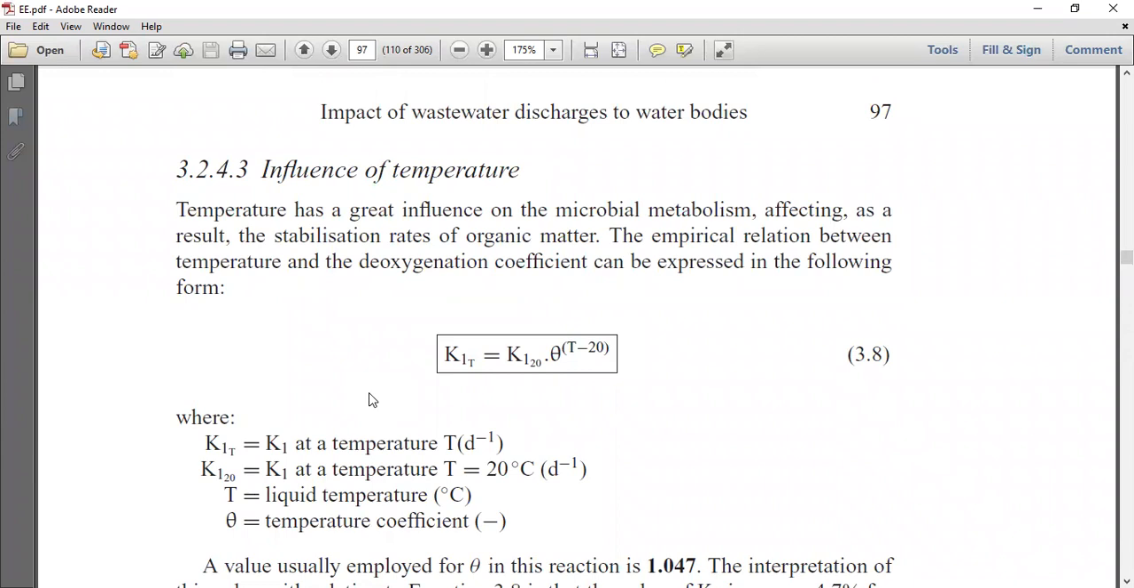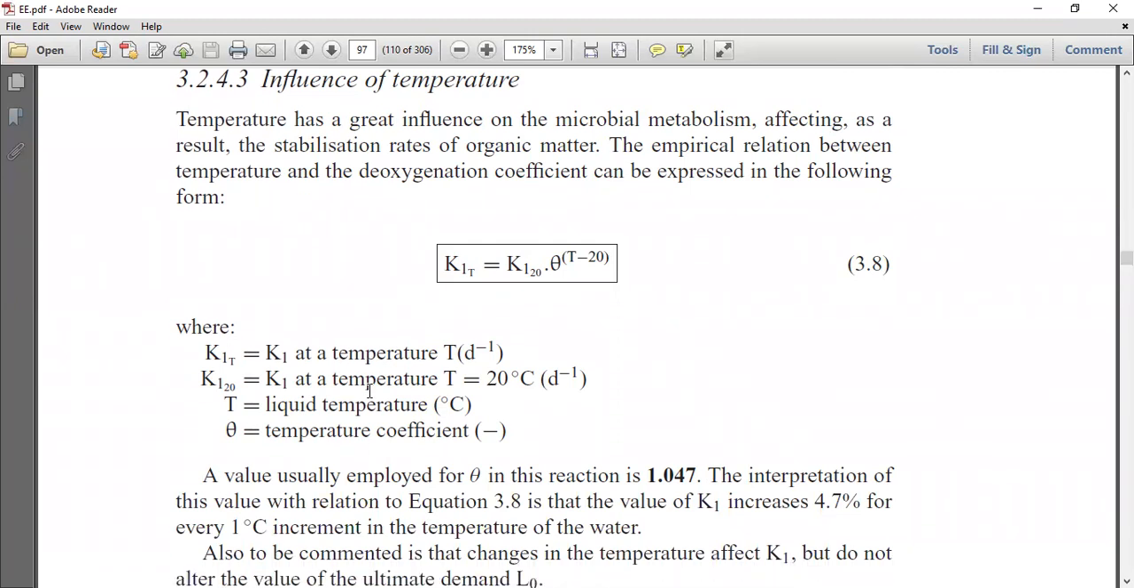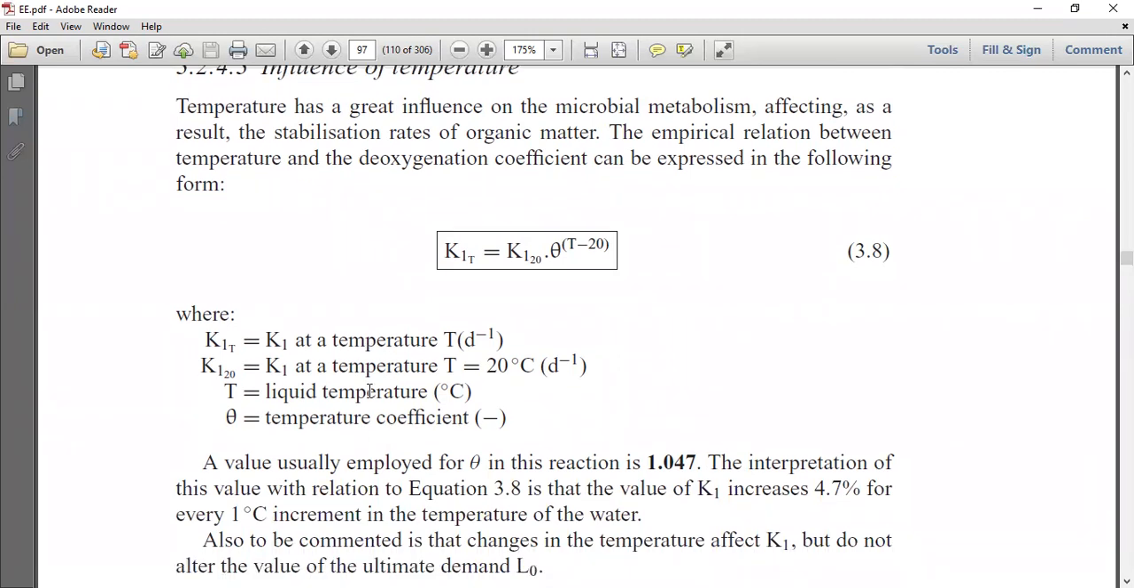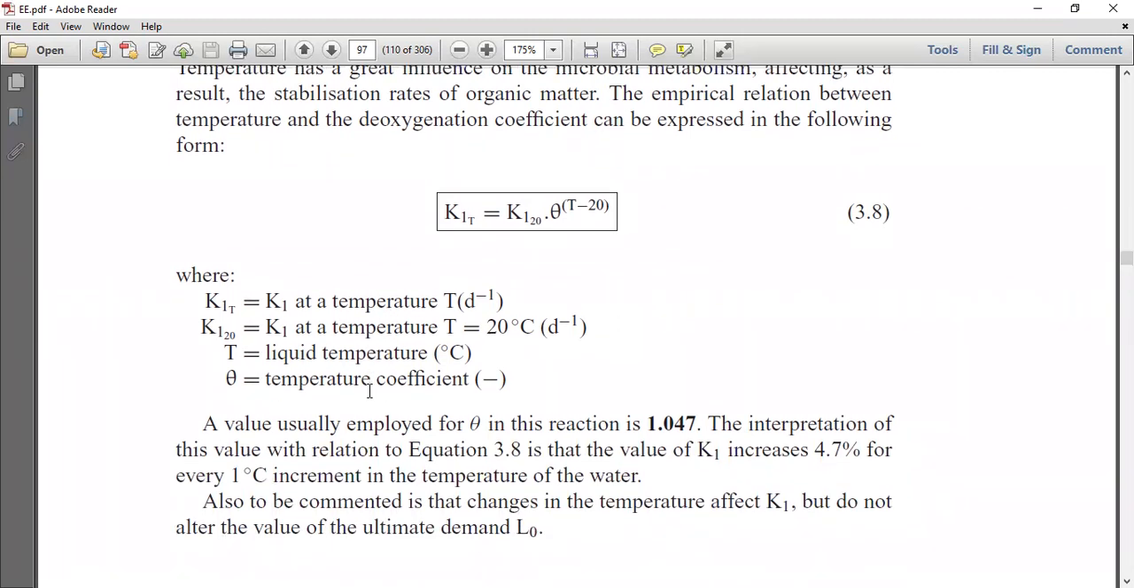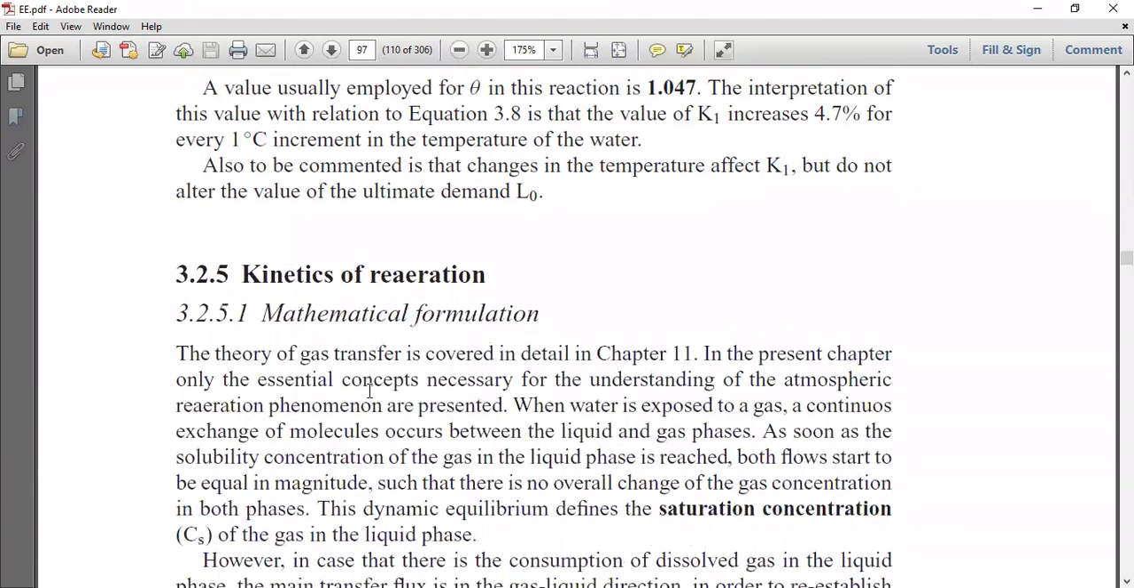Temperature has a great influence on the microbial metabolism, affecting as a result the stabilization rate of organic matter. The empirical relation between the temperature and the deoxygenation coefficient can be expressed in the following form. K1T is equal to K1,20 theta raised to T minus 20.